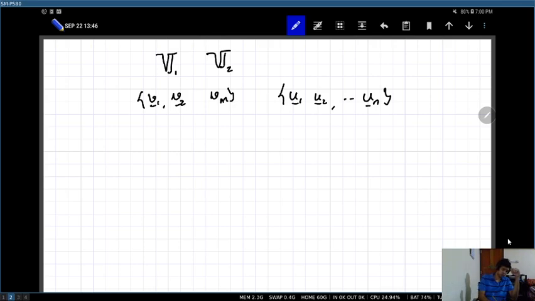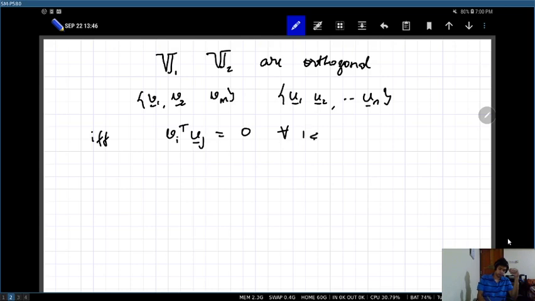So they are orthogonal if and only if vi transpose uj is equal to 0 for all 1 less than or equal to i less than or equal to m and 1 less than or equal to j less than or equal to n.